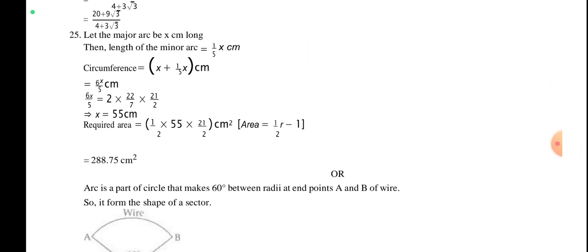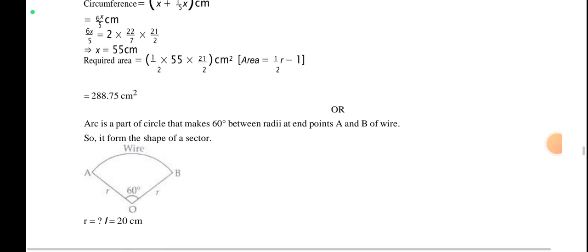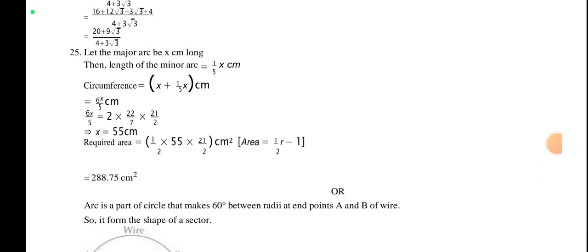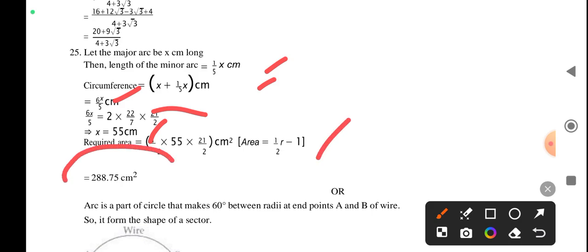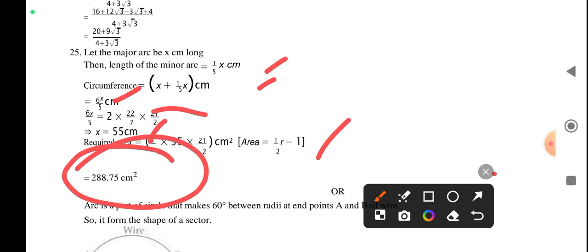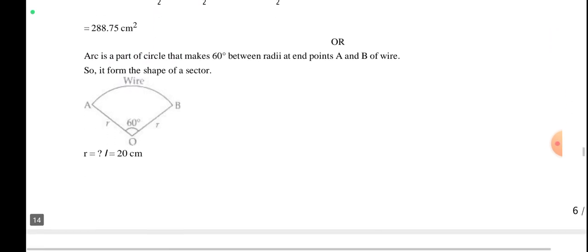25. The major arc is given, and the length of the minor arc is also given as 1 by 5 x. The circumference is x plus 1 by 5x, getting 6 by 5x when you do the LCM. 6 by 5x equals, if you equate it, x value is 55 centimeter. Then apply it and get the answer, 288.75 centimeter square.